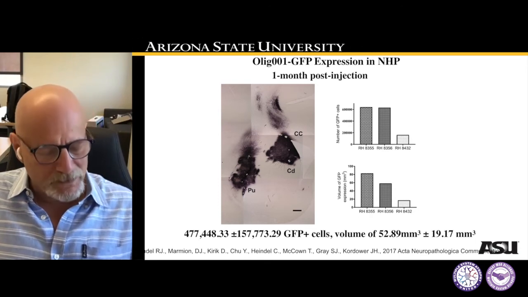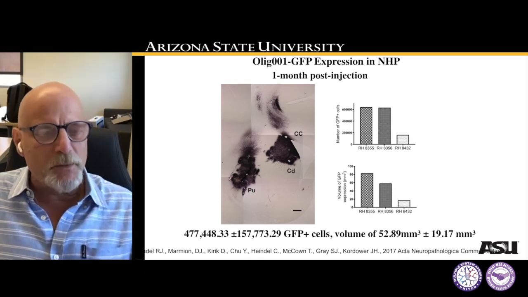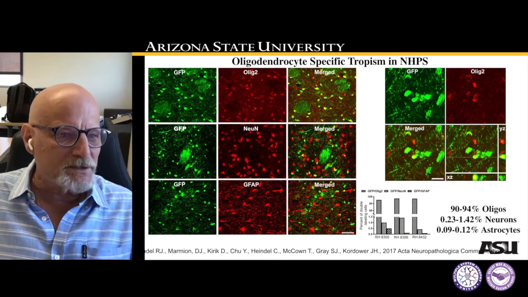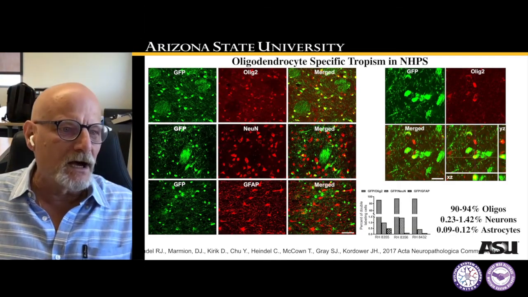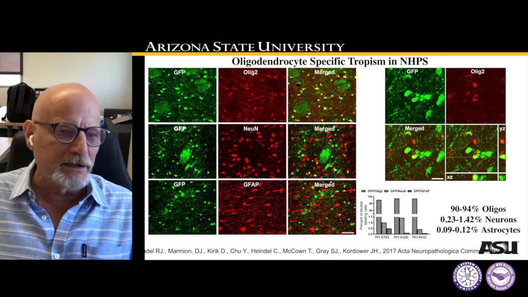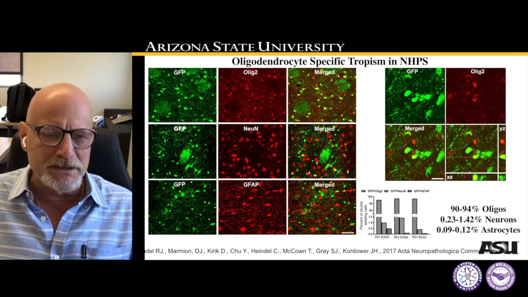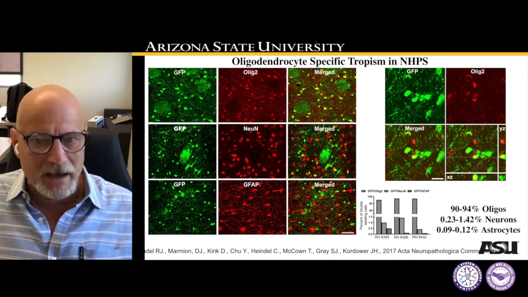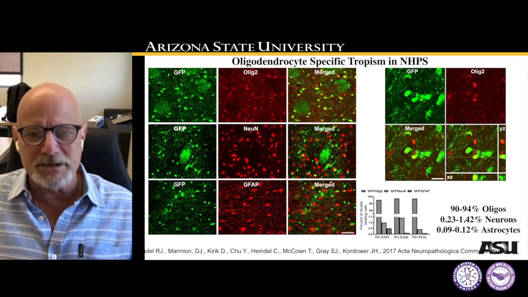So again, we wanted to examine the tropism that one gets in non-human primates. And you can see here that in terms of the tropism, we have tremendous expression of GFP and olig-1, but very little in NeuN and very little in GFAP. And you can see quantitatively in these 3 initial monkeys that it's about 90 to 94% oligos in these animals, less than 2% of neurons, and less than 1% of astrocytes.